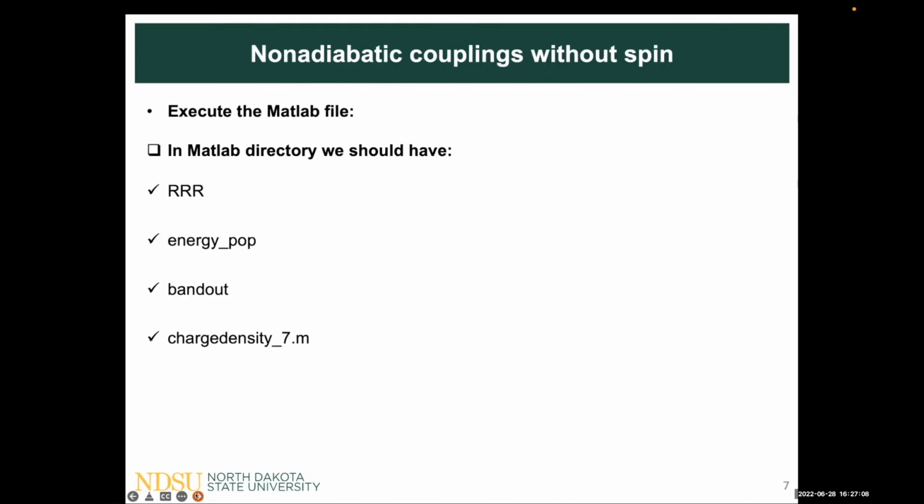To run that code, if you go to the MATLAB directory, you can find the charge density on line 7. As Hadassah mentioned, you just need to tweak the minimum and maximum orbitals mentioned in the energy gap. Also, you need to have the RRR file that we reviewed how to calculate last week. Also, you need the band out file. Next, please.